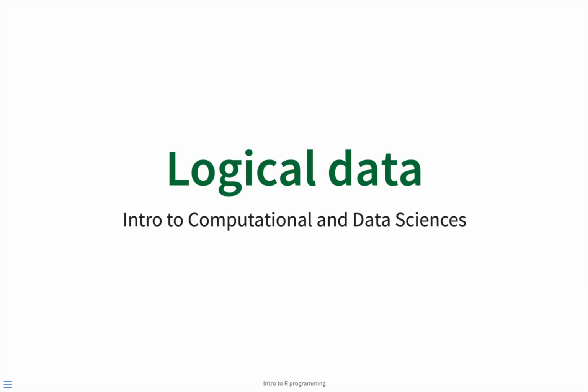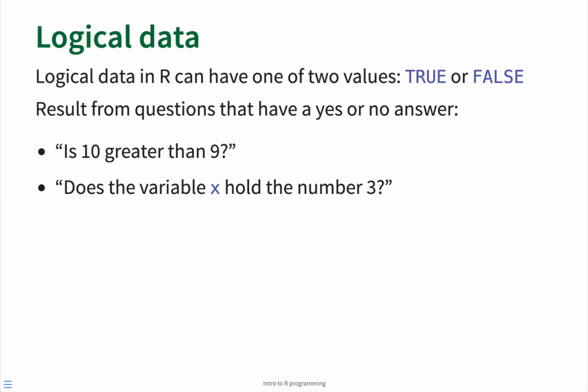In this video, we're going to talk about logical data. Logical data is data where there are only two possible values, true or false. In general, this comes about when you write code that asks a question that could either have a yes or a no answer. For example, you can compare two values. Is 10 greater than 9? Or perhaps more interestingly, does the variable x hold the number 3?